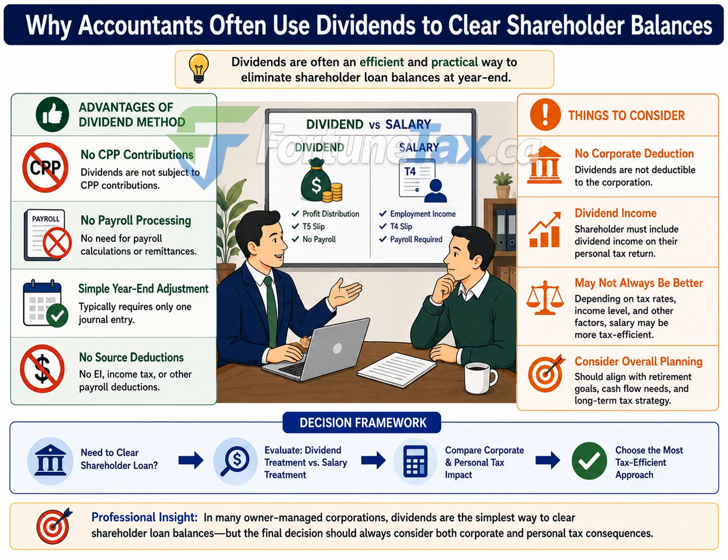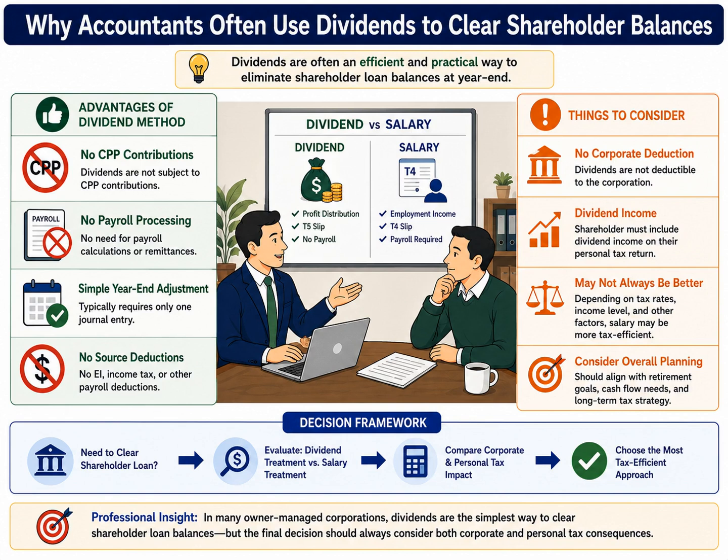In many cases, the accountant can clear the shareholder loan balance with a dividend resolution and a relatively simple year-end journal entry. Dividends also avoid source deductions. There is no requirement to withhold income tax, employment insurance premiums, or other payroll deductions that would normally apply to salary payments. Because of these advantages, many owner-managed corporations find dividends to be an attractive way of dealing with shareholder loan balances. However, there are important factors to consider before automatically choosing the dividend route.